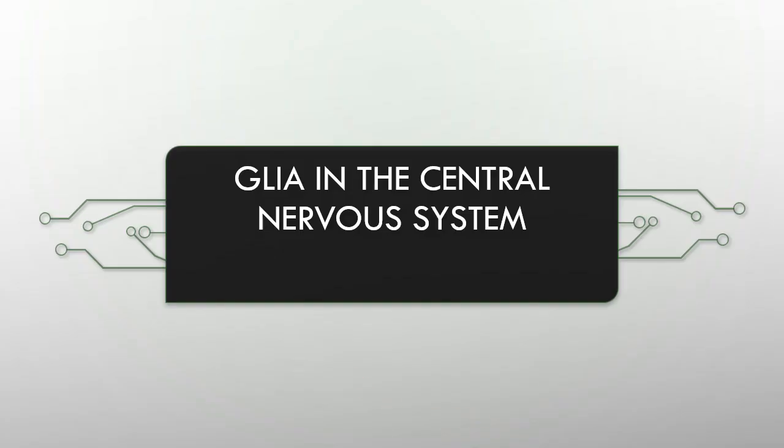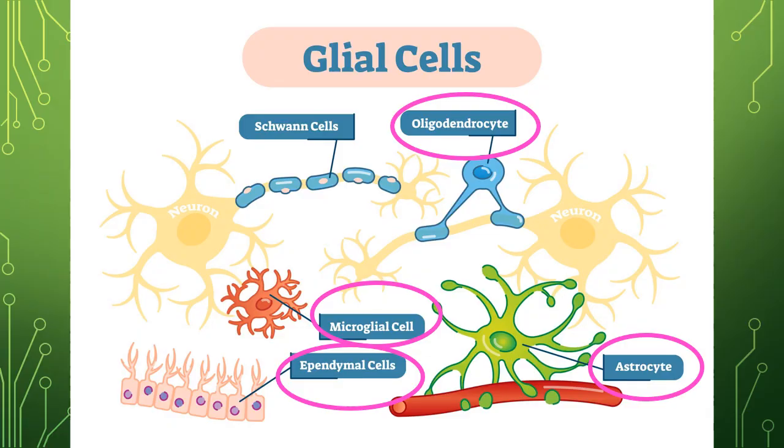So first, let's just talk about the glia in the central nervous system. All of the glia we looked at before, the oligodendrocytes, microglial cells, ependymal cells, and astrocytes exist within the central nervous system, which leaves the one outlier here, the Schwann cells, which exist in the periphery.